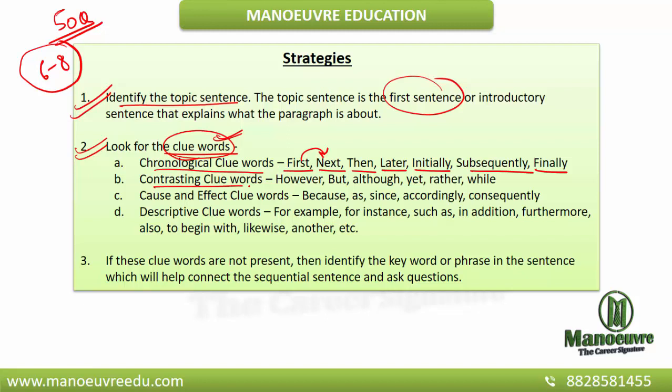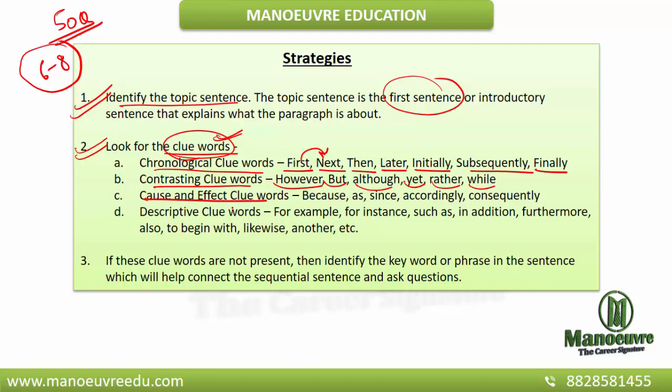The second clue words that you can look for are the contradictory or contrasting clue words. Clue words like however, but, although, yet, rather, while. These are the clue words that will help you connect the flow of the statements, and therefore will help you in forming the right order of the parajumbles.